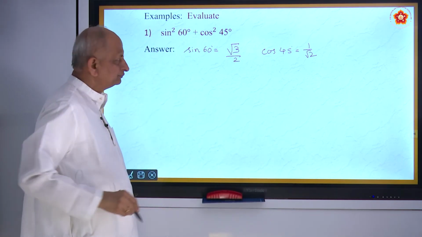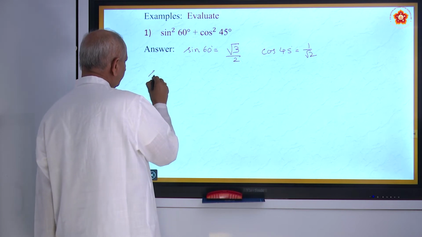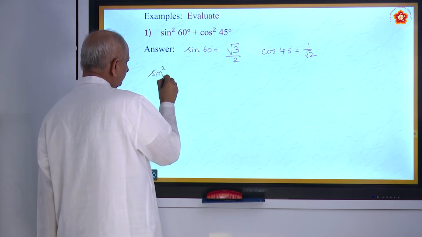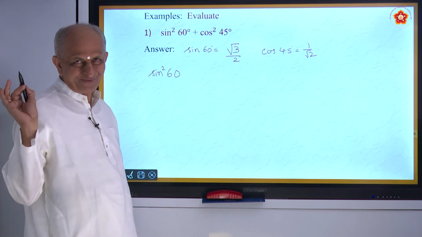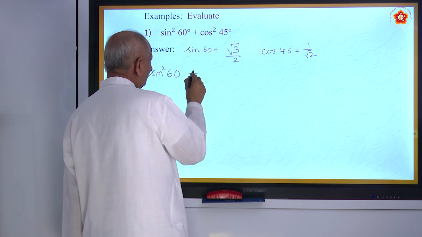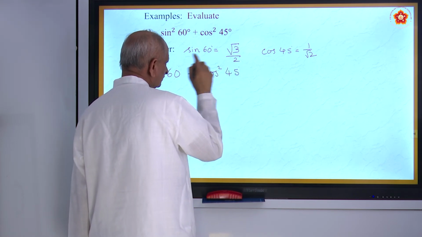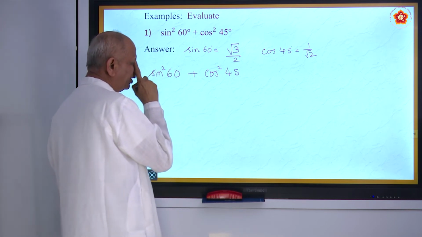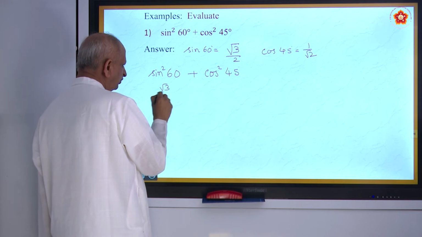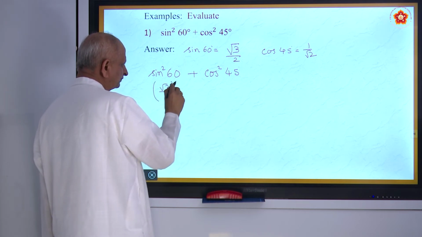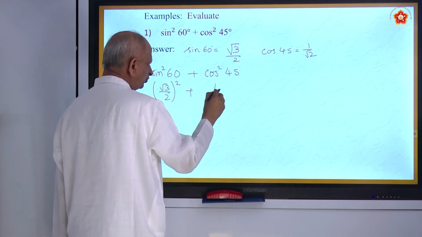Apply it there. So you have sin squared 60 plus cos square 45. Evaluate means what? Find the value of, is it not? Now the values you have to square. Sin square 60 is root 3 by 2, square of that. Cos 45 is 1 by root 2, square of that.